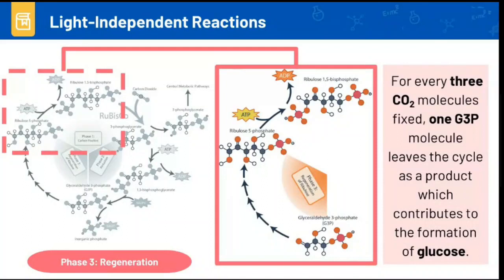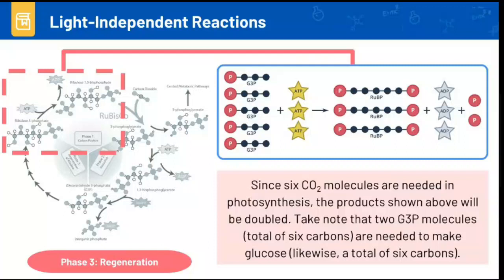Now, during the regeneration stage, a series of chemical reactions utilizes energy from ATP to rearrange the atoms in the remaining 5 G3P molecules for a total of 15 carbon atoms, into 3 molecules of ribulose biphosphate. So, in this process, it enables the cycle to replenish this ribulose biphosphate or your RuBP for the succeeding carbon fixation reaction. Remember, babalik lang siya.